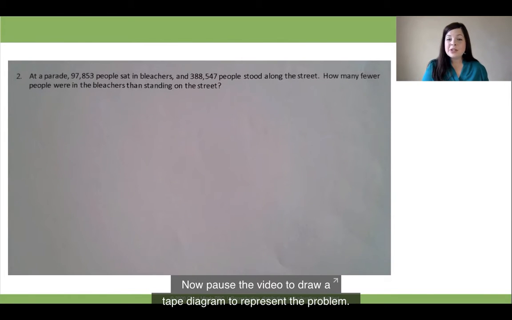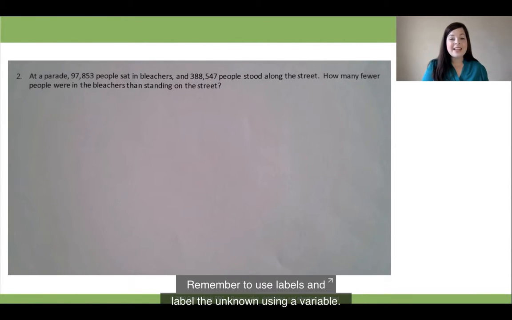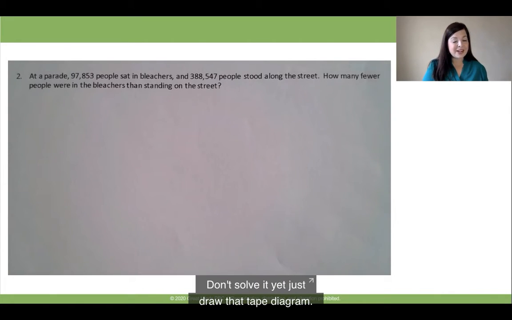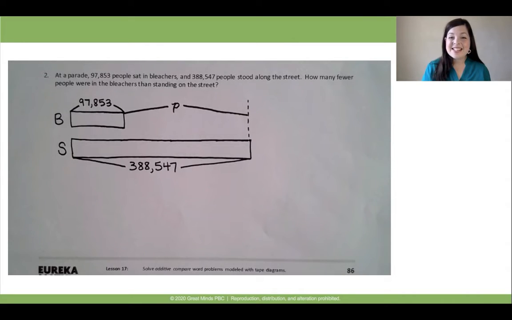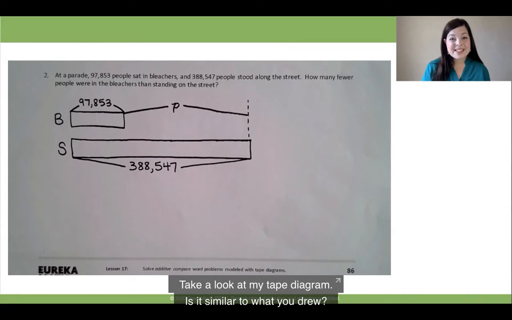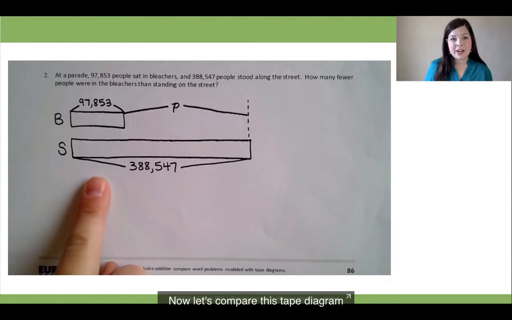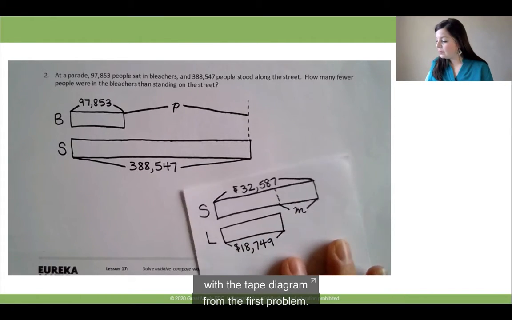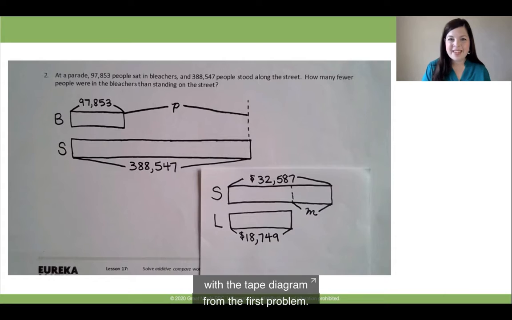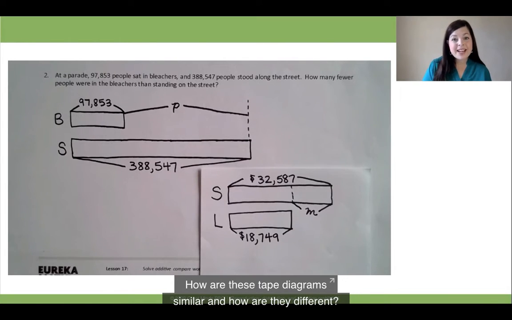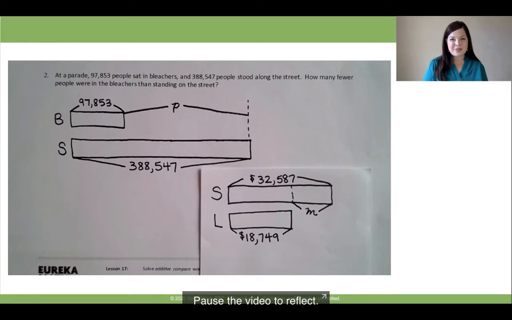Now, pause the video to draw a tape diagram to represent the problem. Remember to use labels and label the unknown using a variable. Don't solve it yet, just draw that tape diagram. And remember, when you come back, you can compare your tape diagram to mine. Take a look at my tape diagram. Is it similar to what you drew? Now let's compare this tape diagram with the tape diagram from the first problem. How are these tape diagrams similar and how are they different? Pause the video to reflect.